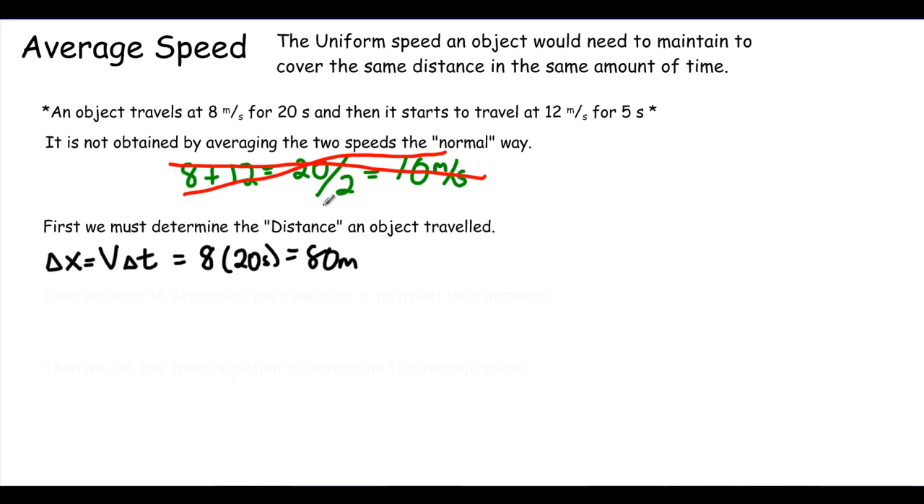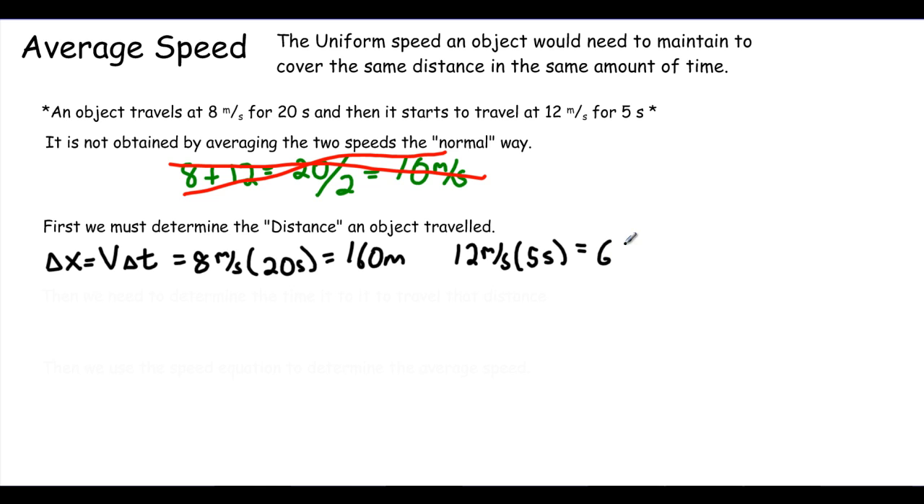I'm sorry, excuse me. Let's redo that. 8 meters per second times 20 seconds is going to give me 160 meters. 8 times 20, 160 meters. Now for this last part, I have 12 meters per second times 5 seconds, and that's going to give me 60 meters.